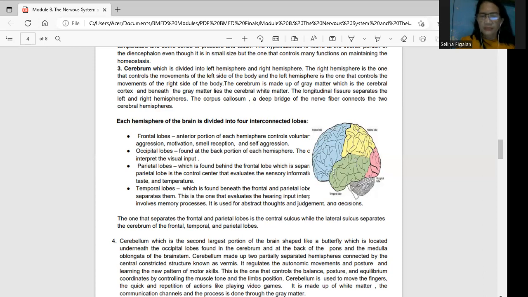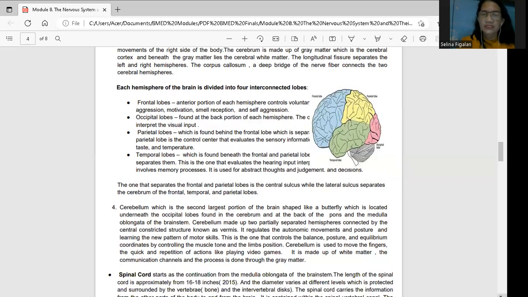While the lateral sulcus separates the frontal, the temporal, and then the parietal lobes. But I think this is on the lateral portion, at the side. Okay, so that is what you call the lateral sulcus. The fourth one, aside from your brainstem, your diencephalon, and your cerebrum, is your cerebellum, which is the second largest.